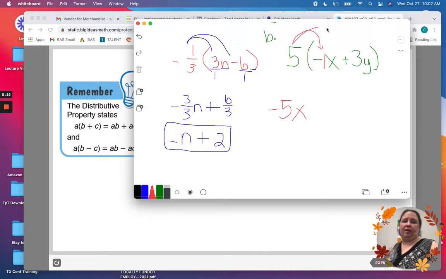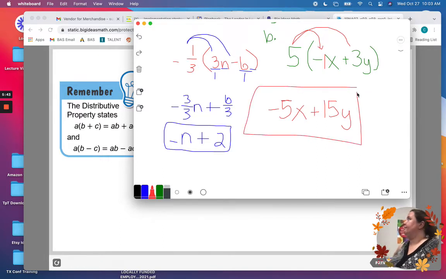Okay, now I do 5 times positive 3. 15. Positive. So positive 15. What else am I missing? Y. I have to put the y. Now can I combine these two? No, because this one's an x and this one's a y, right? So I'm done. I just distributed. That box is huge. Writing with a mouse is sometimes tricky.